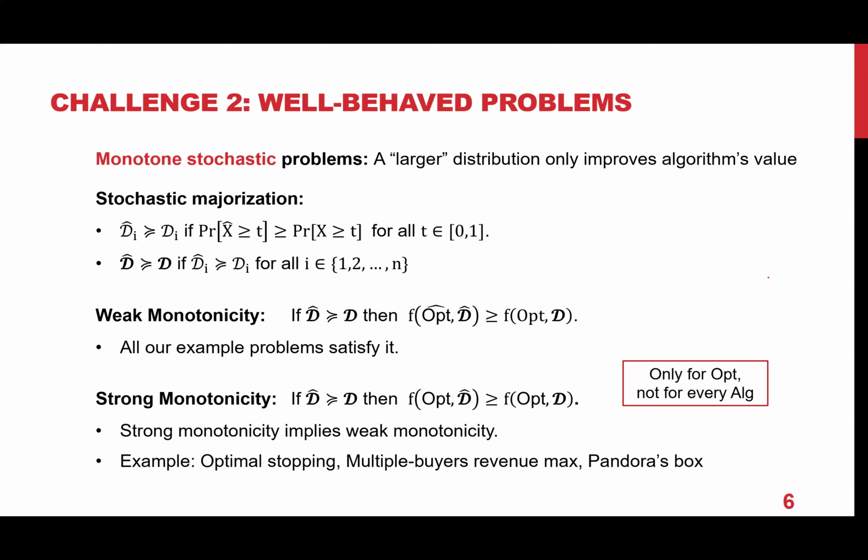But as you were saying, strong monotonicity does imply weak monotonicity. In that sense, it's fine. These are different hierarchies, and ideally, we want to design algorithmic techniques that apply to a larger and larger class of stochastic problems. Does this make sense? So this is strong monotonicity. It still applies to most of the problems that we saw, like optimal stopping, even revenue maximization, Pandora's box, and so on. Good.